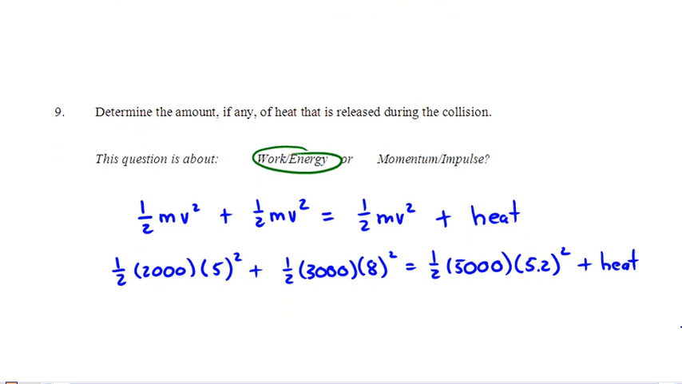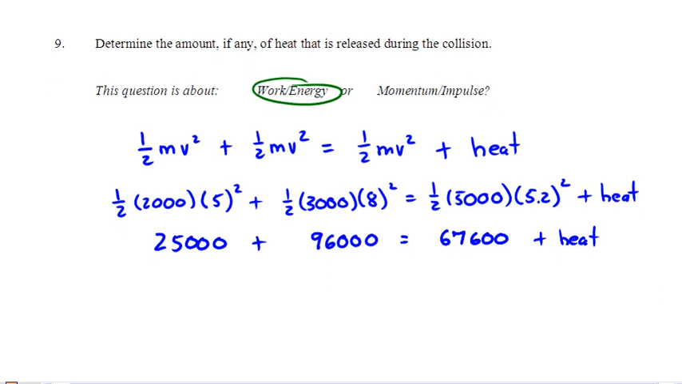Well, you run the numbers, get 25,000 joules here, got 96,000 joules there. Afterwards, there's a pretty good amount in that combined vehicle, 67,000, and I'm wondering, there might be some heat. And sure enough, in the end there is. The amount of heat that had to be given off during this collision is 53,400 joules.